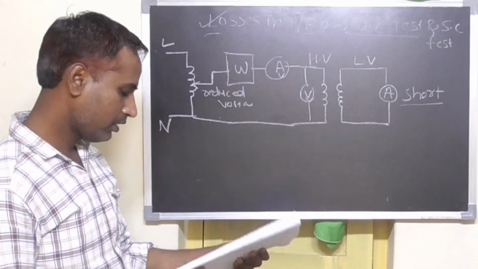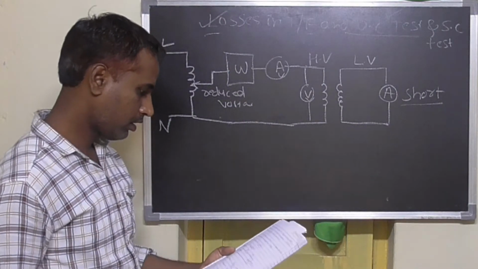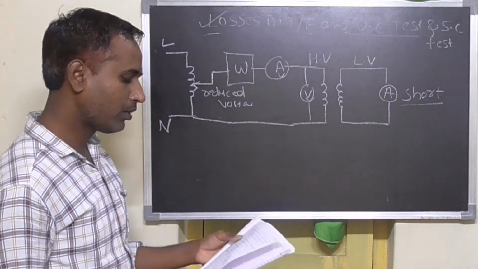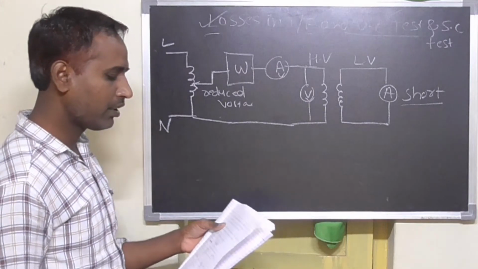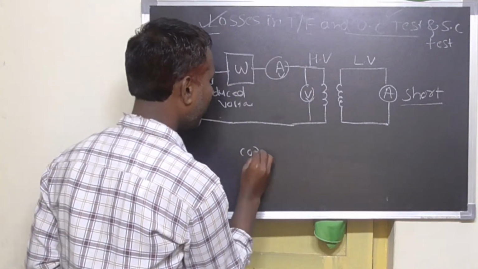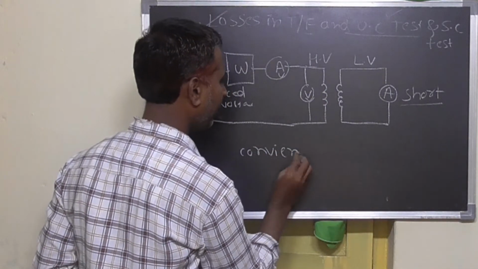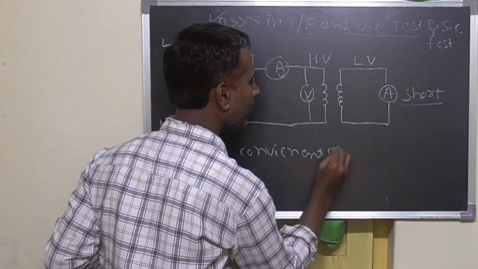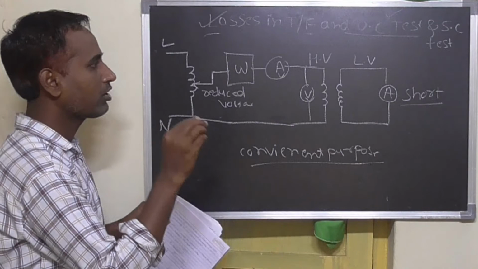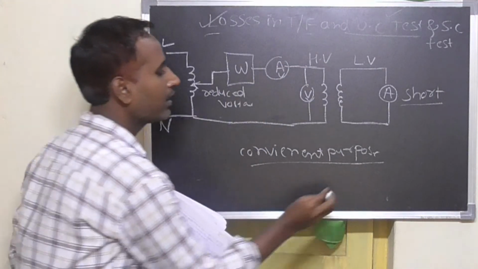The reason is that the test is performed on the high voltage side because it is convenient to apply a small percentage of rated voltage. For convenient purpose, we are performing the short circuit test on the high voltage side. This is the reason.